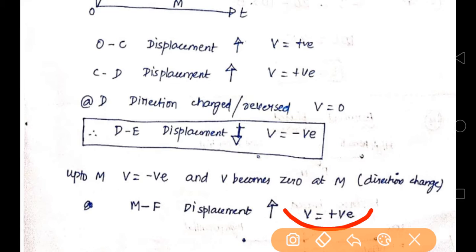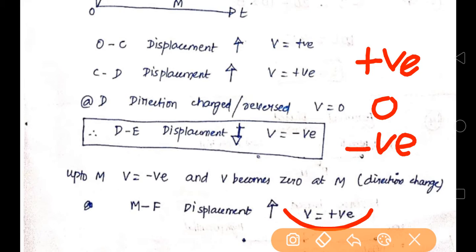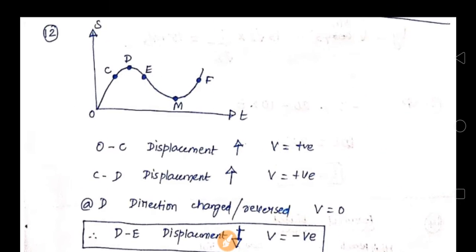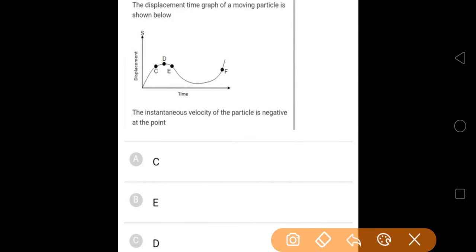Remember one thing. Whenever displacement is increasing, if you are taking velocity to be positive, then at a point where displacement starts decreasing, velocity becomes zero, and if displacement keeps on decreasing, velocity simply changes its sign. When the direction is changed again, velocity becomes zero at that point, and when displacement starts increasing, velocity becomes positive again. So it is very clear that velocity is negative at the point E. So the 12th question answer is option B.